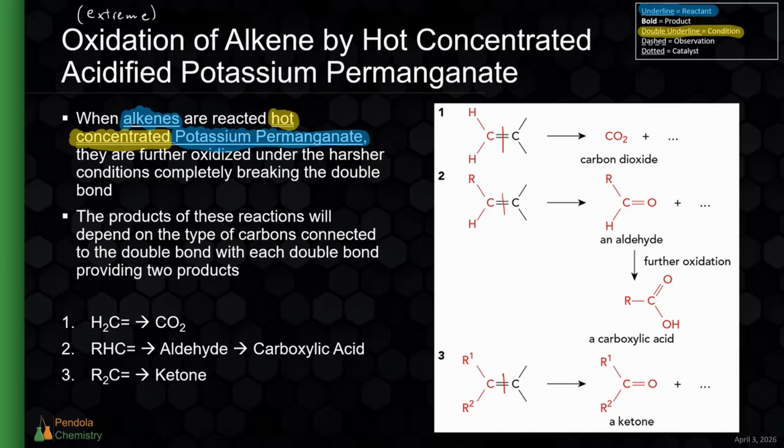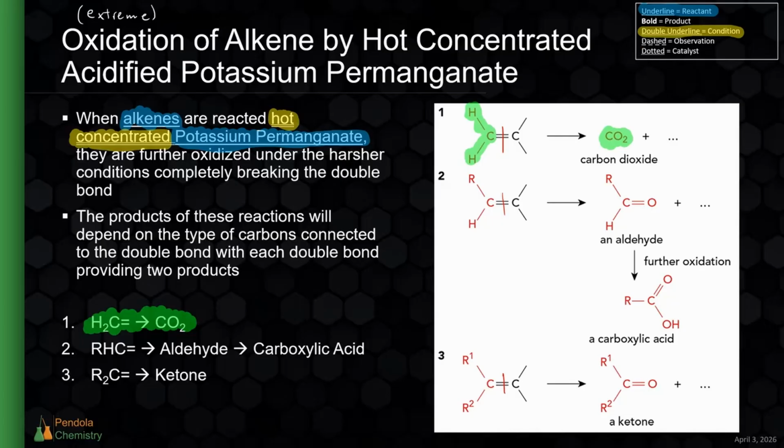If we have a carbon with two hydrogens, what we call a terminal carbon on the double bond, then the product we get out of the reaction is carbon dioxide. Terminal carbons, carbons with just two hydrogens on them, are going to get converted to carbon dioxide as a product.